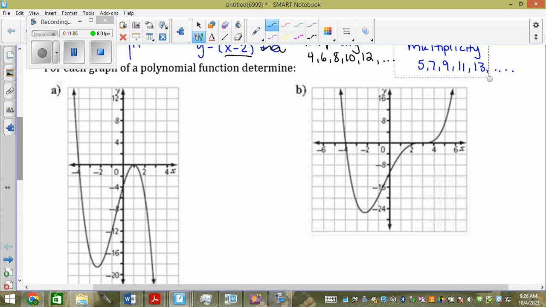Could be degree 3. Why? This has how many at it? This has how many at it? Could this also have 4 though? So could this be degree 5 as well? Yes. You add your number of x-intercepts.